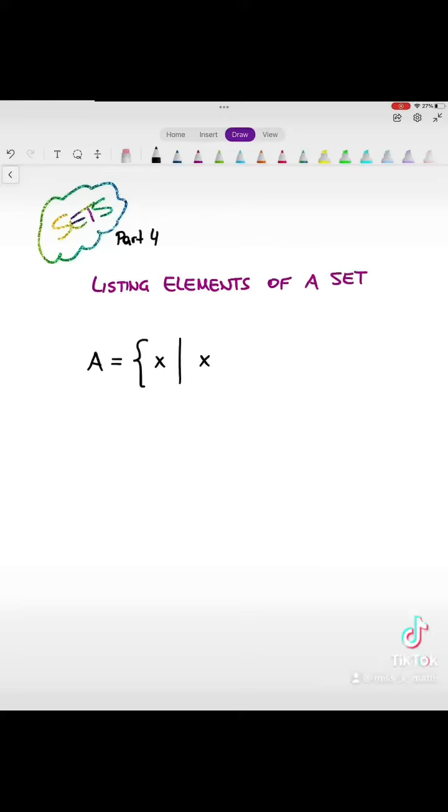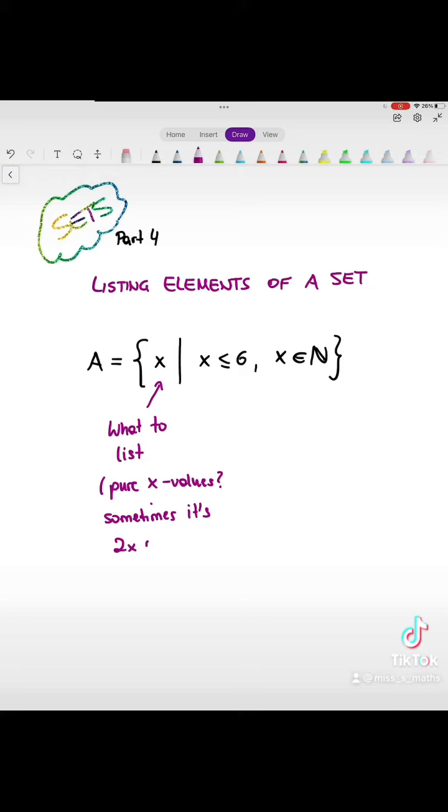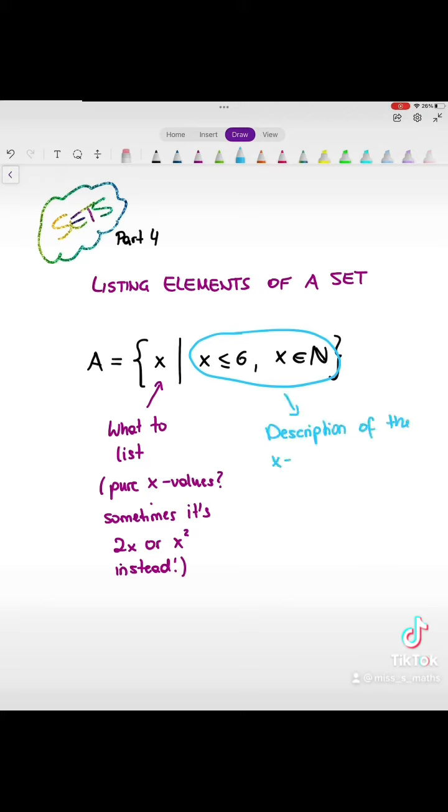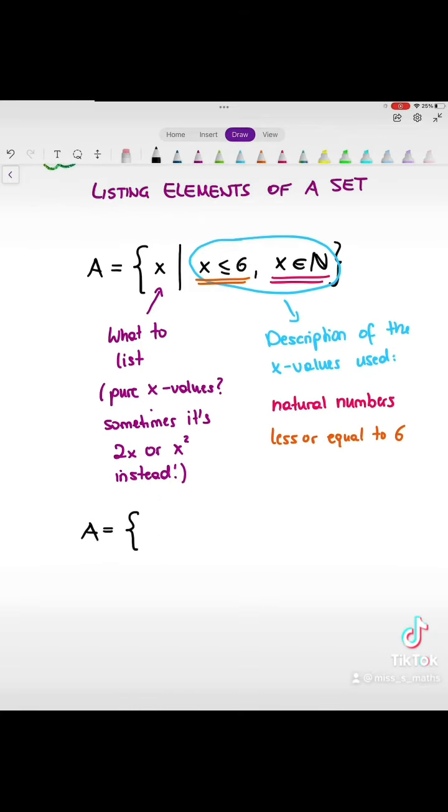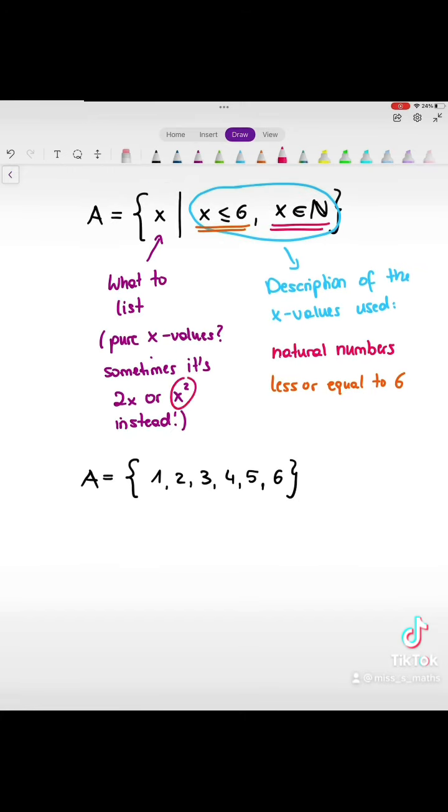This is part 4 on sets, and in this video we'll talk about how to list elements of a set if the set is described as in the following exercises. You will see those vertical lines. Within a set bracket you will have a vertical line, and the vertical line divides your bracket into two areas. The first area tells you what exactly you're supposed to list, so in this case just x values, and in the second half of the bracket you will see an exact description of what kinds of x values you're supposed to use. So x element of N means natural numbers, so positive whole numbers that are greater or equal to 1, and x less or equal to 6 is the actual number values that you're supposed to list, so 1, 2, 3, 4, 5 and 6.